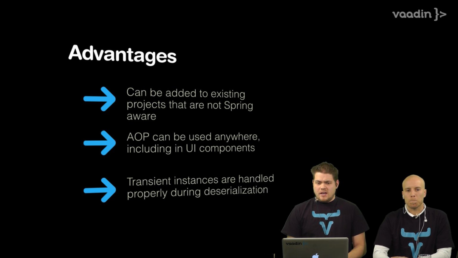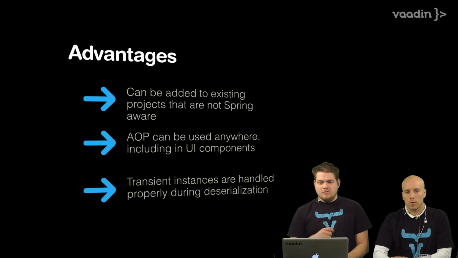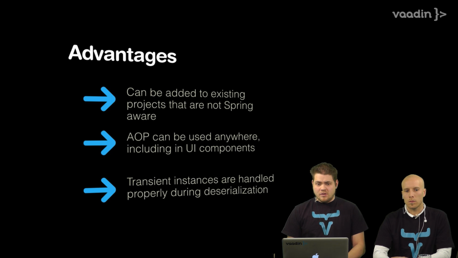So you can take any Vaadin application out there, just add the @configurable annotation, run it through the AspectJ compiler with a few configurations, and then you can start injecting Spring beans. And as I said previously, AOP can be used anywhere, and one big advantage with this approach is that these transient instances are also handled properly.